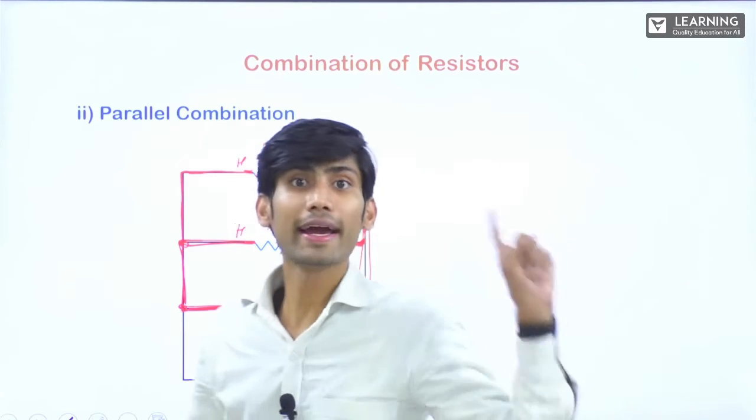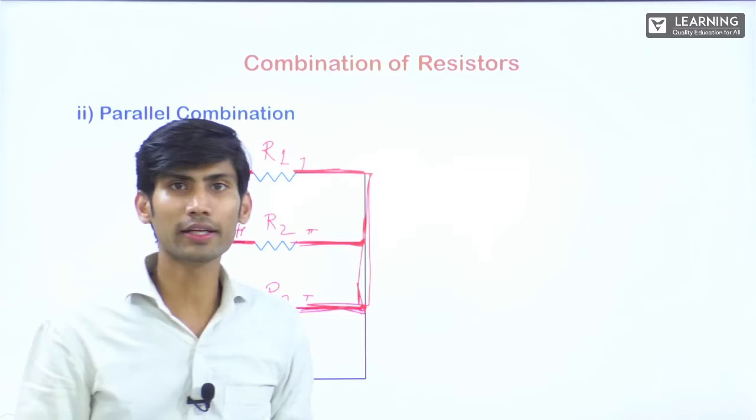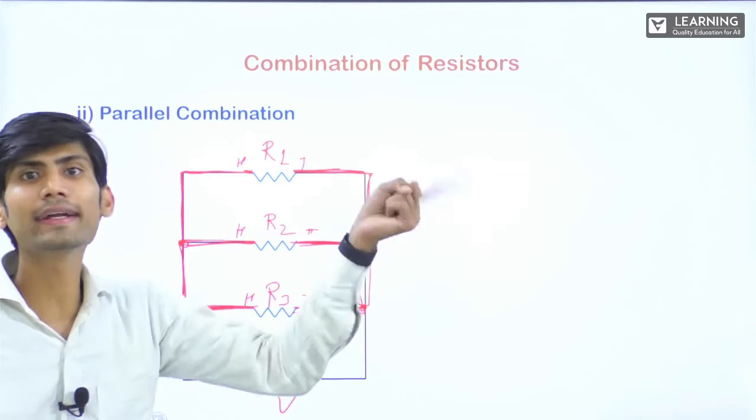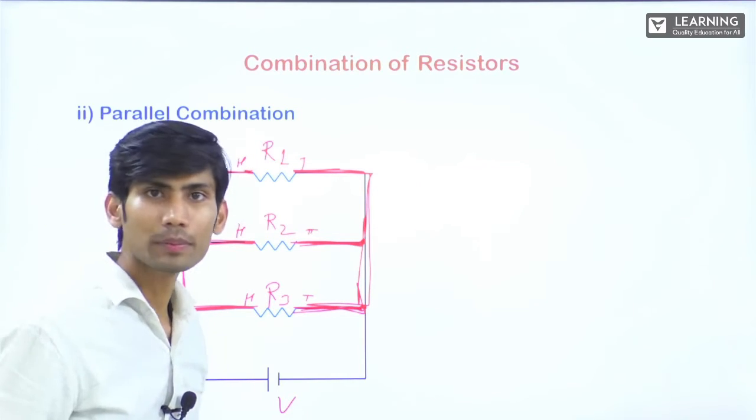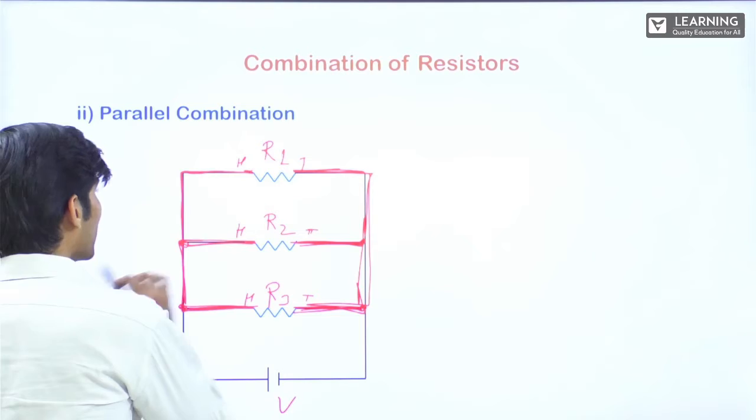So in series the head is connected to the tail directly. In parallel, head to head and tail to tail. Clear? Head to head and tail to tail.